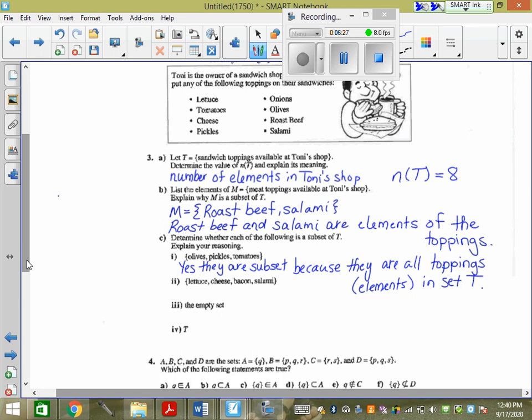What about lettuce, cheese, bacon, and salami? No. Why? Bacon. Right. So not a subset of T because bacon is not an element in T.